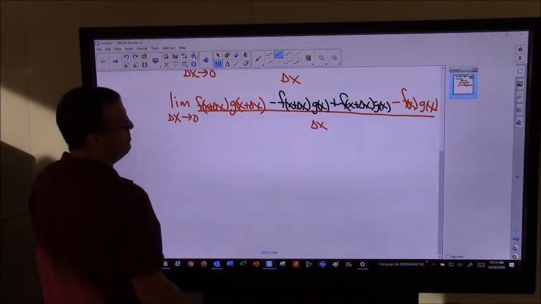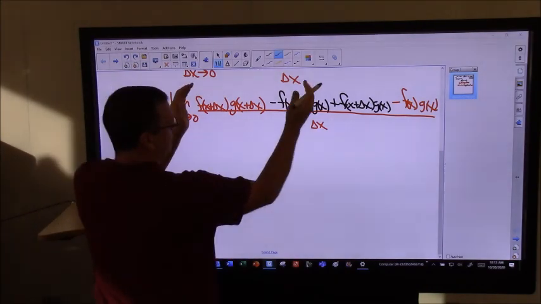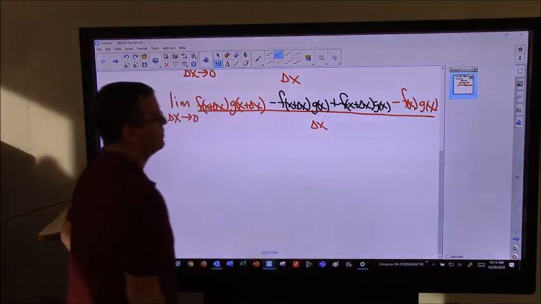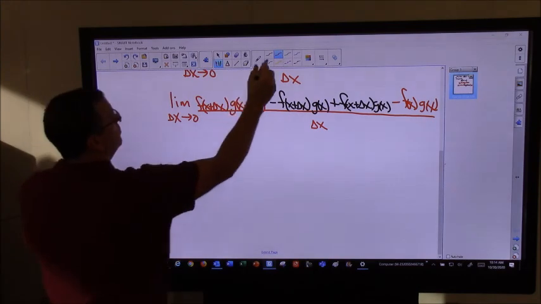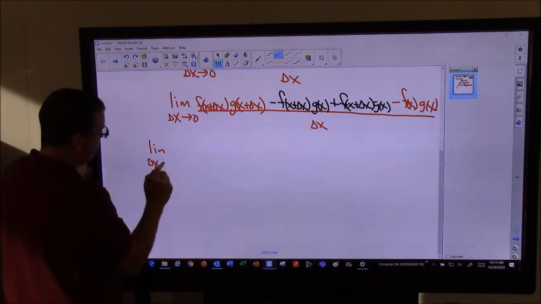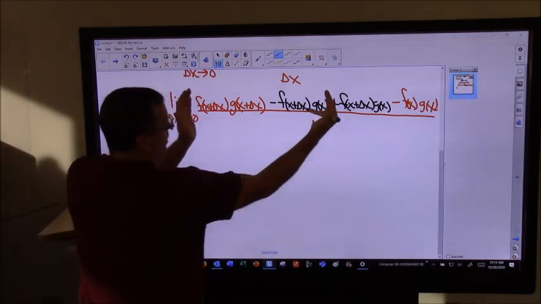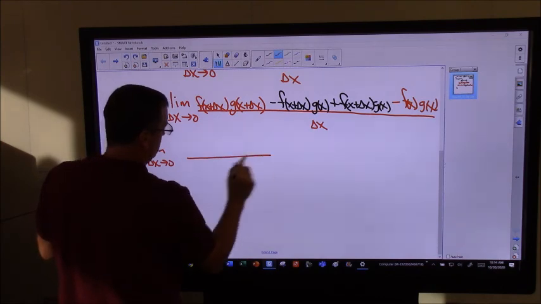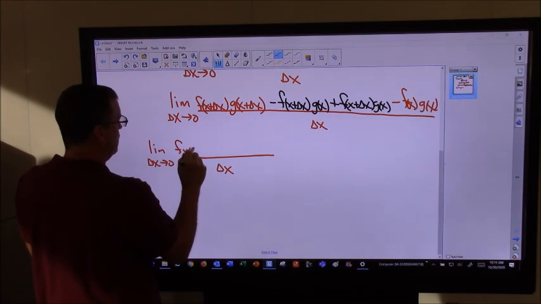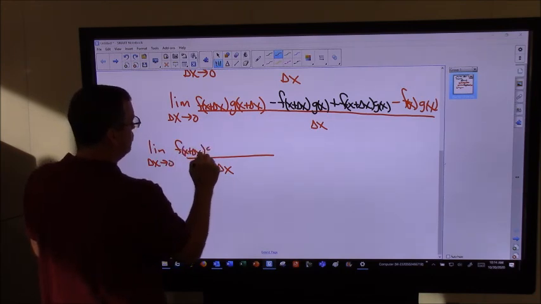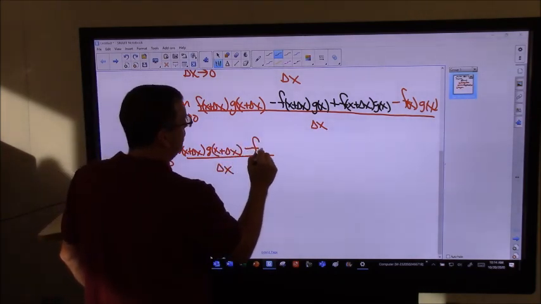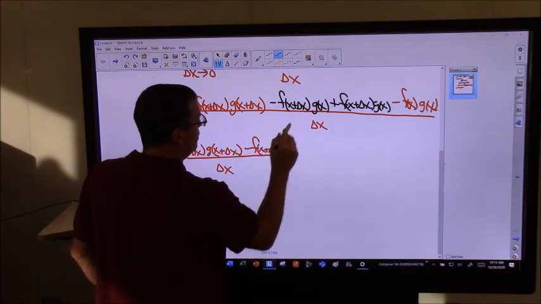And now what I'm going to do is break this into two fractions. This stuff over delta x and this stuff over delta x. Okay? So to do that, I've got the limit as delta x approaches 0. I'm going to make a fraction with all this stuff. And so I've got f of x plus delta x times g of x plus delta x minus f of x plus delta x times g of x.